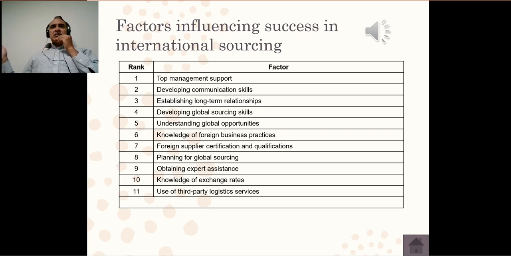There are no hidden agendas. Everything is crystal clear from the buyer and the supplier. Establishing long-term relationships. Like I said, it's not good to have a one-night stand. It's always good to have a long-term relationship with the supplier. We need to understand the global opportunities. If there are any markets emerging with a certain supply, we have to take care of them, and then we have to invest in them also.